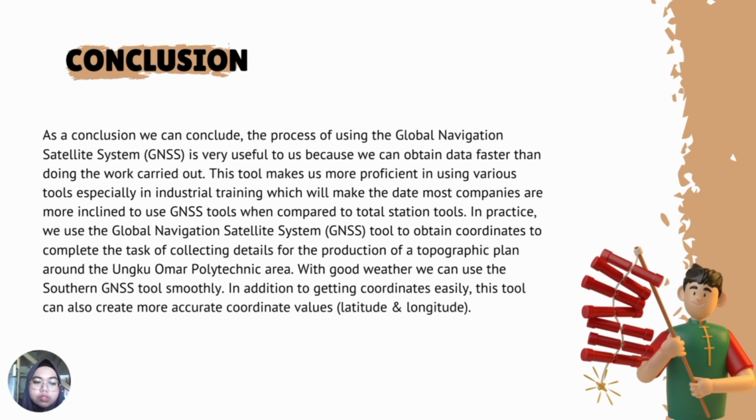In practice, we use the Global Navigation Satellite System (GNSS) tool to obtain coordinates to complete the task of collecting details for the production of a topographic plan around the Umku Polytechnic area. With good weather, we can use the South GNSS tool smoothly. In addition to getting coordinates easily, this tool can also create more accurate coordinate values, such as latitude and longitude.